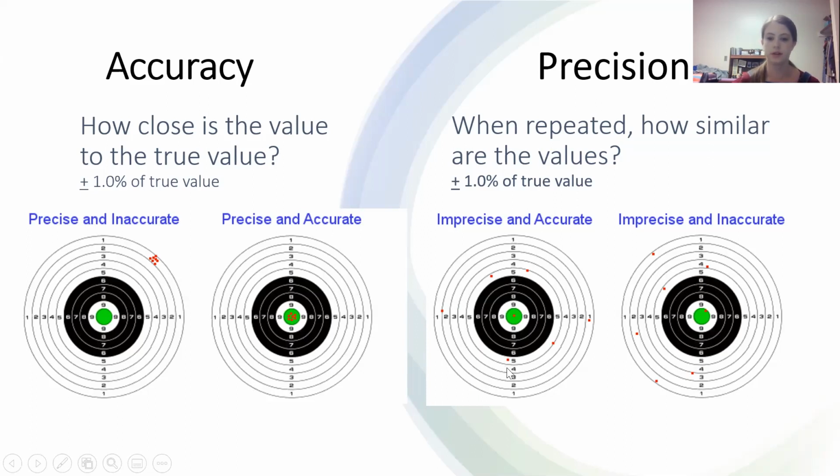This one is not precise because the values are all over the place. However, it is accurate because the average of these values would equal something pretty similar to right there in the middle because they're spread out evenly. But that's not very good either when we're running experiments. And this one is neither precise nor accurate. The arrows are all over and their average would be about here and not the bullseye.